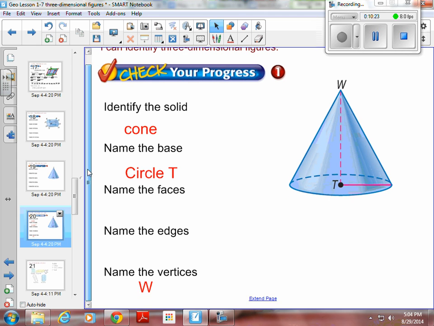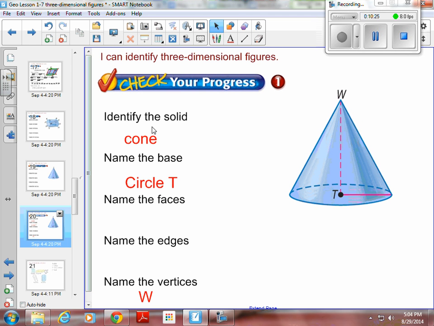Okay, so if you push pause, this one's kind of a little bit tricky. It is called a cone. Its base would be circle T. It doesn't have any faces. It doesn't have any edges. It does have a vertex, and its vertex is W.